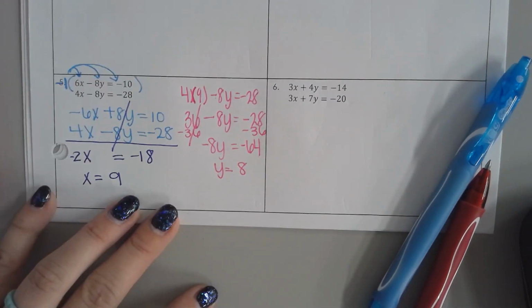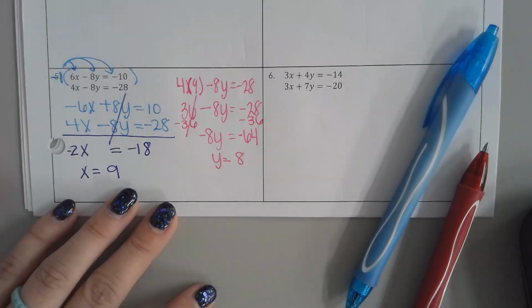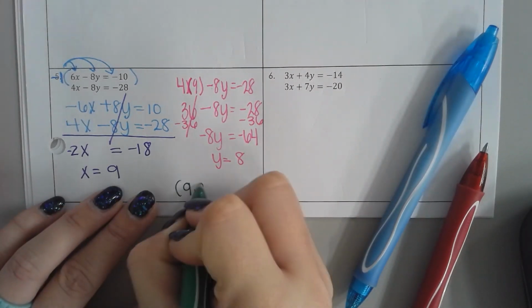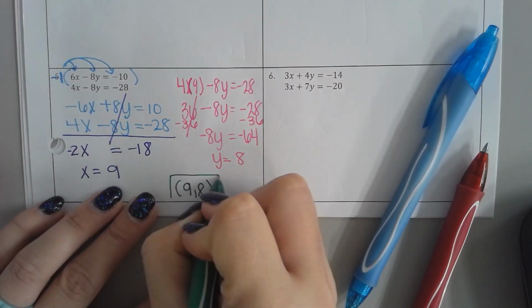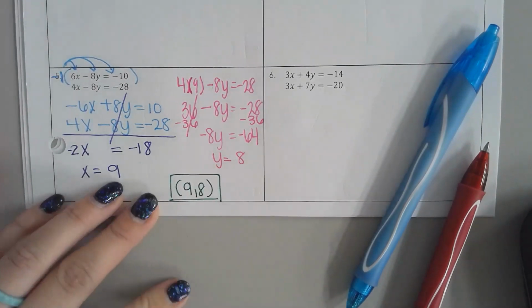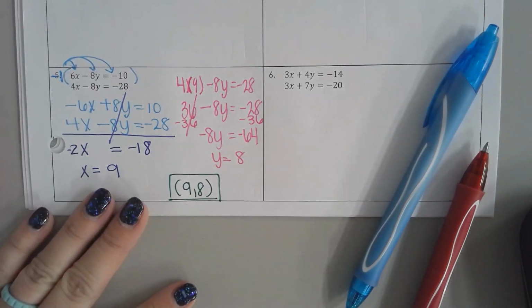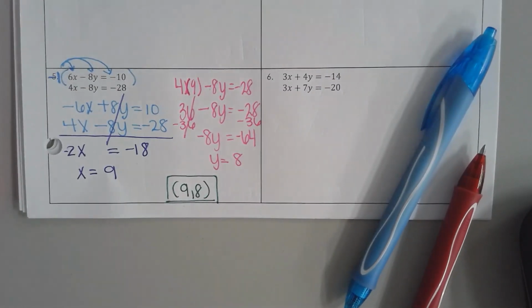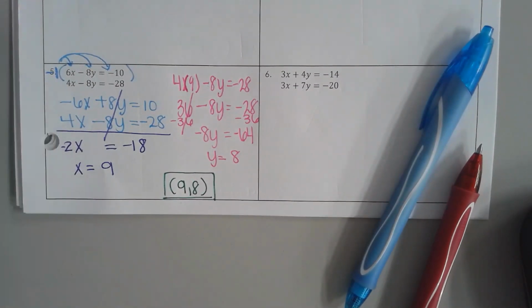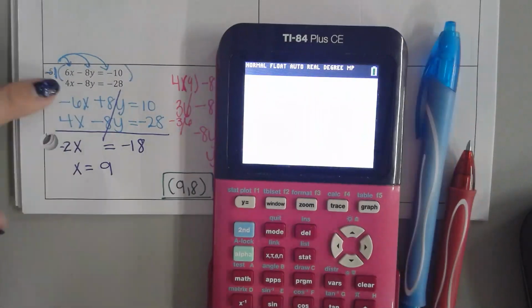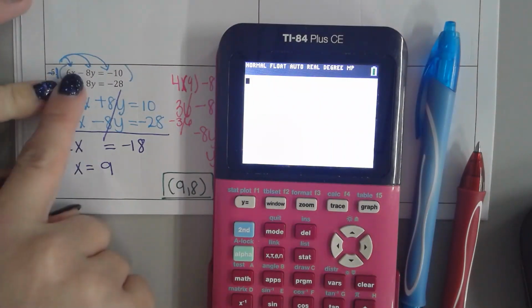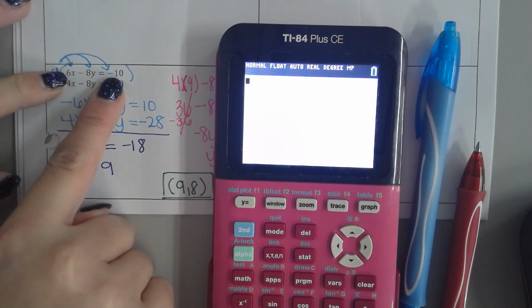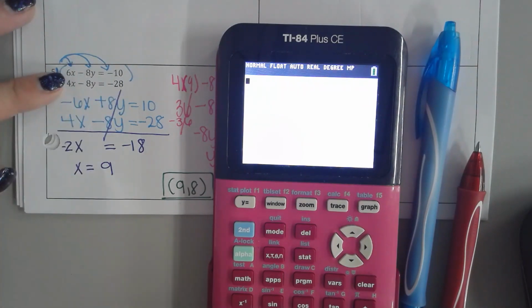So what is my solution? 9, 8. If you get an answer and you're like, that doesn't look right, maybe those numbers are bigger than what you've been getting, you could go back to your original equation and plug in a 9 for x and an 8 for y and see if you get -10.